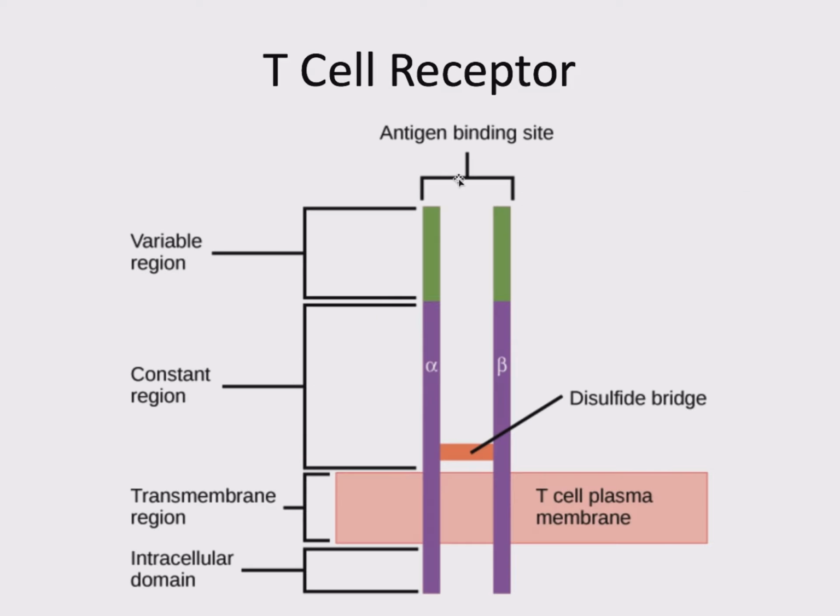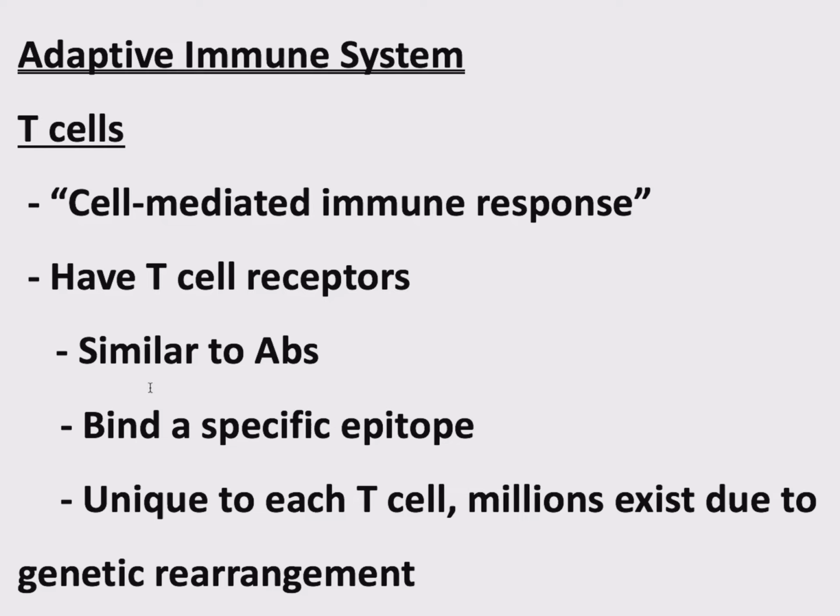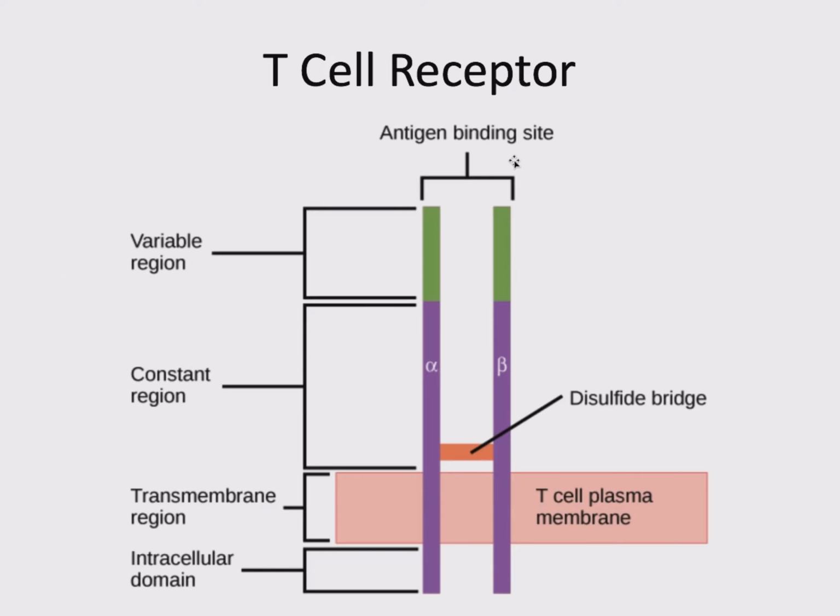So the similarities with antibodies keep going. If we look at this antigen binding site, it's exactly the same as the antigen binding site of an antibody. So these T cell receptors are similar to antibodies in that they bind a specific epitope of an antigen. They're unique to each T cell. You have millions of different T cells, so you have millions of different T cell receptors, and it's the same thing, genetic rearrangement during development leading to all these different T cell receptors. But again, not the same thing, only one antigen binding site per receptor, and they never leave the membrane. They're also different in what they do and how they're used.